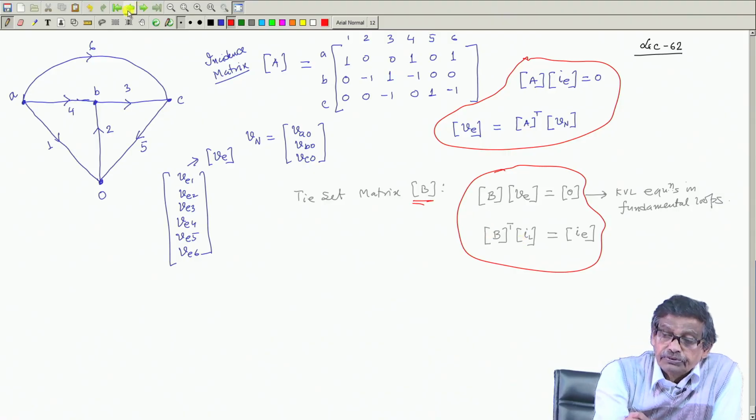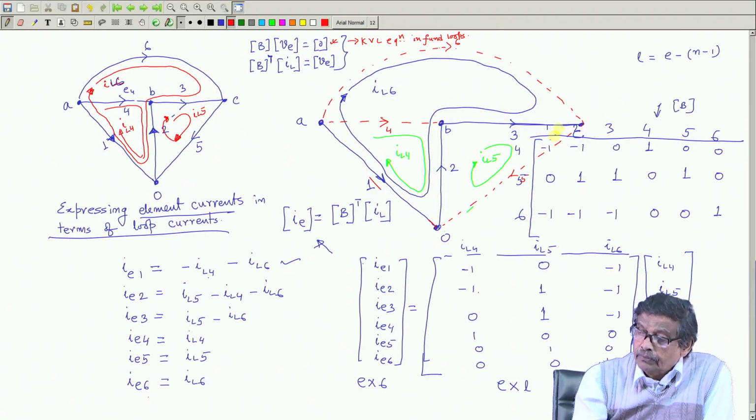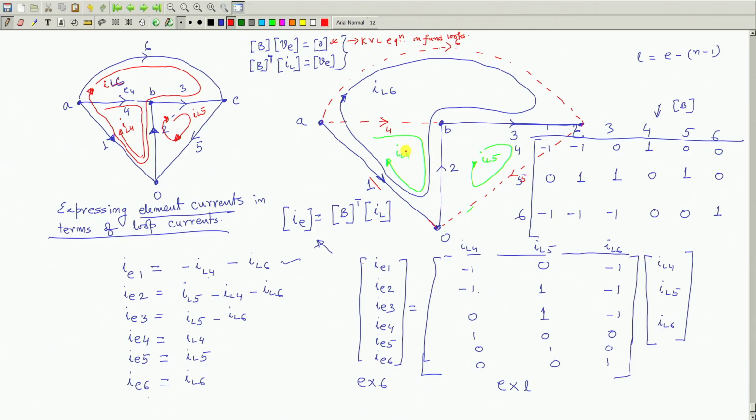What is this I L? You should be careful. Once we have decided about the fundamental loops, assign the loop currents. For example, this is the fundamental loop, this is I L 5. What is the direction of I L 5 chosen? Along the direction of the link current. Because it is a directed graph, I know this direction, it will be like this. Similarly, in this loop, this link current is I L 6, loop current, and for this loop, loop current is like this. So, we applied KCLs and found out those relations. From this we got this particular relation.